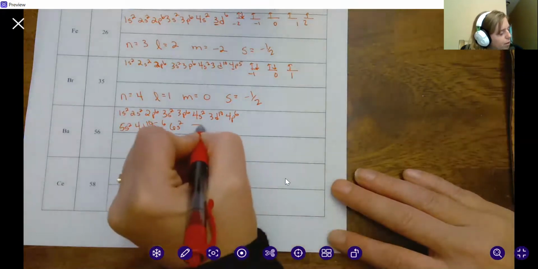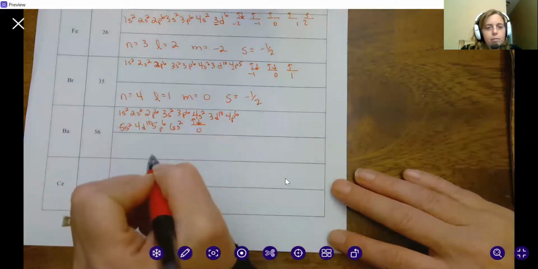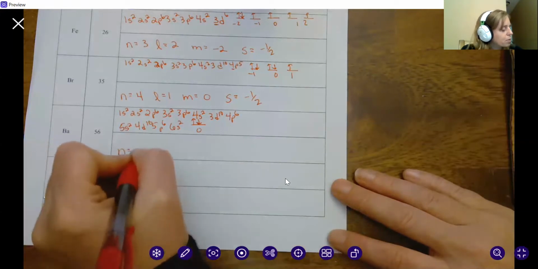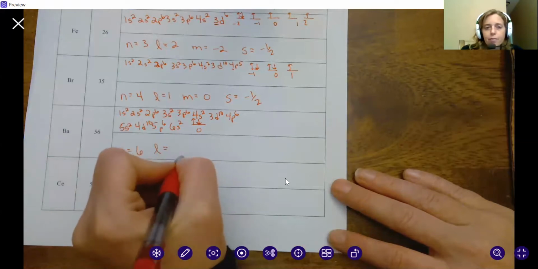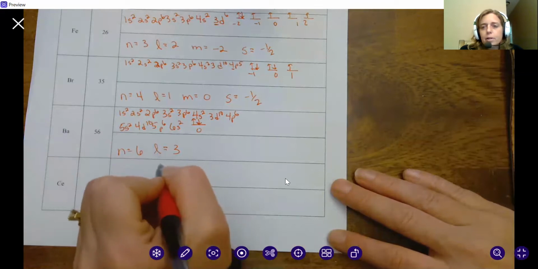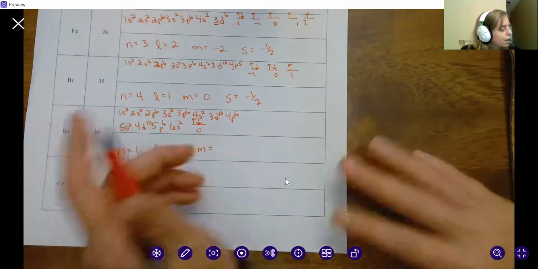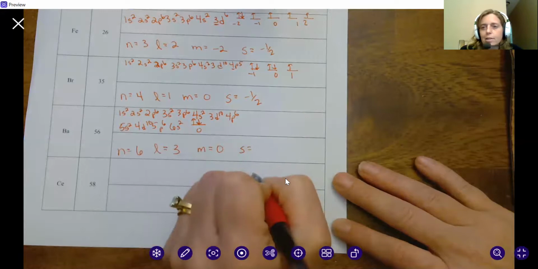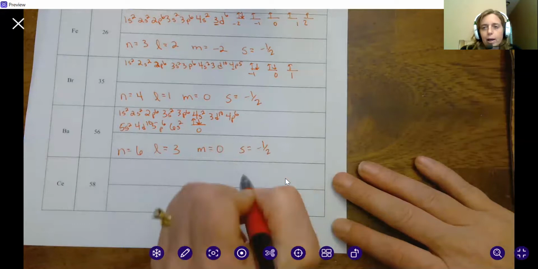So I'm going to draw my arrow, put a 0 here, and I have 2. So I'm going to have 1 up and 1 down, just like that. Now n is the row I stopped on, so it's 6. l is the letter that I stopped in, which is s. s is assigned 0. m is the blank that I stopped in. It just so happens in the s you only have 1 blank, so it's going to be 0. And then what direction is that last arrow pointing? That last arrow is going down, so it's a -1/2.